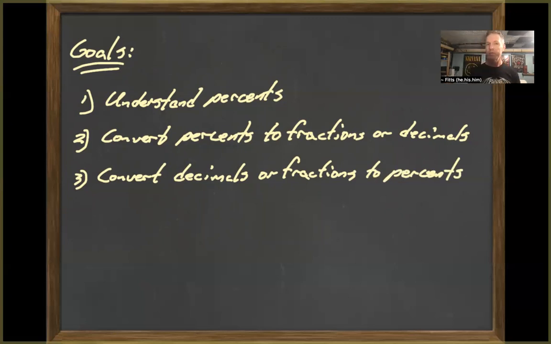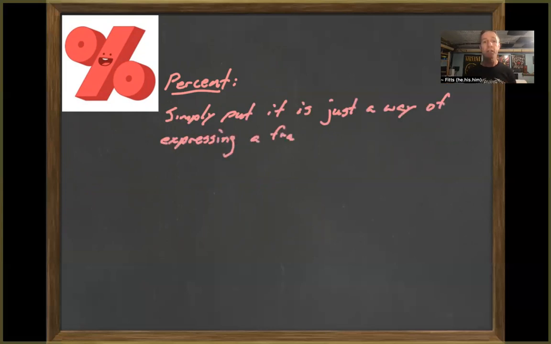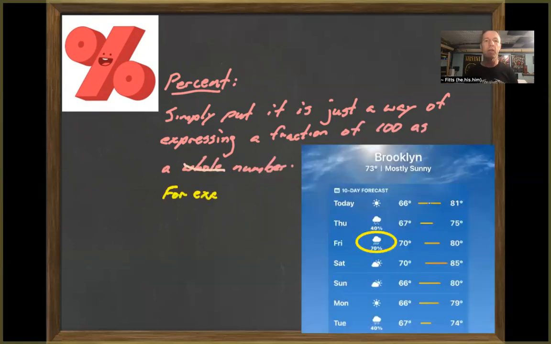So let's look at some examples. You might want to write down the rules. Definitely write this down. What is a percent? Percent literally means per 100. There are 100 cents in a dollar. Per 100. So simply put, it is just a way of expressing a fraction of 100 as a whole number. And actually, not even a whole number. It could be any number. It could be a decimal, right? So we'll just say a number.